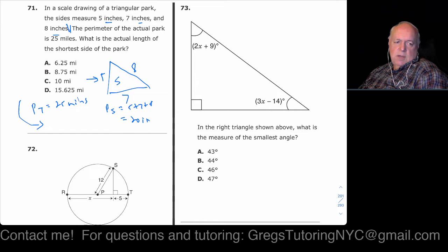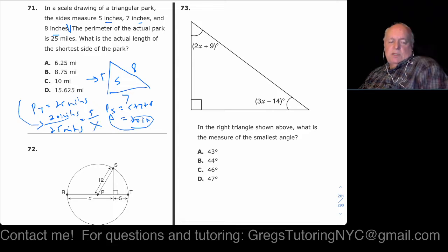Okay, so what we're talking about is the scale is 20 inches is to the perimeter of the 25 miles, right? So this 20 inches here was the perimeter of the scale, and the 25 miles is the perimeter of the actual park. Okay, so we have our ratio there, and that's really all we need. So 20 inches is to 25 miles, then we're going to set it into how many inches. 5 inches, the shortest side, is to how many miles.